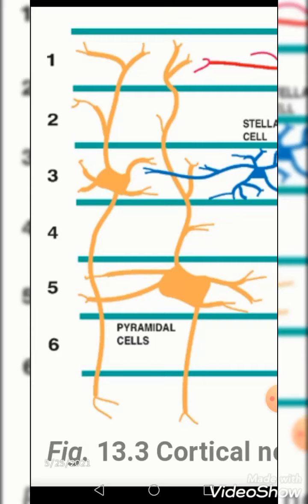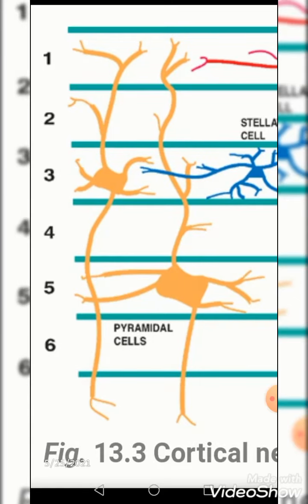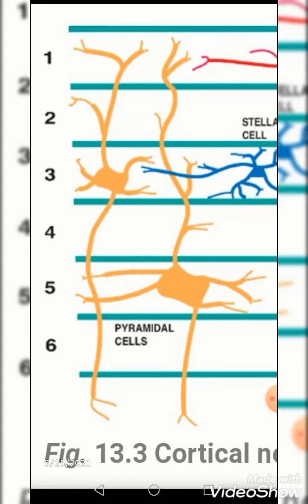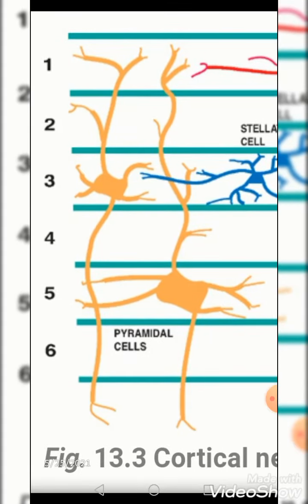These Golgi type 1 neurons have many dendrites, as you can see, running upwards superficially, and a very long axon. They leave the gray matter and run downwards through the white matter, and they reach other regions of the CNS, right? So this is about the Golgi type 1 neuron. They have a longer axon. This is one of the ways that we divide neurons into different classes.